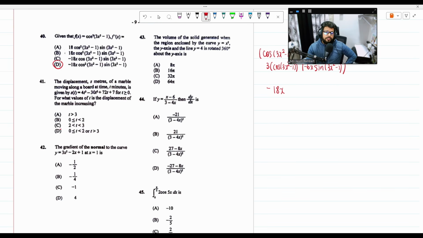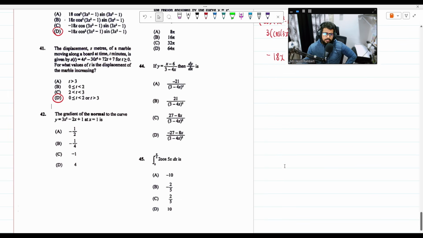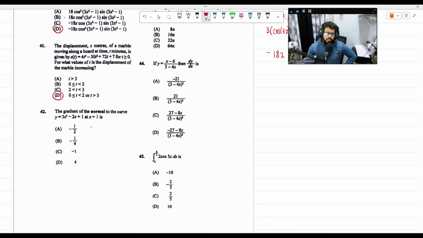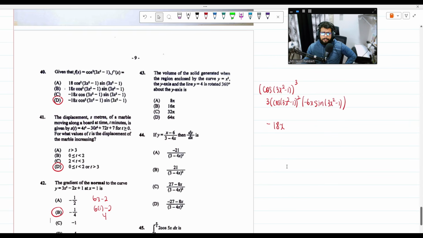So again, look at number 41. They change the way option D looks. It's still correct, they just change the way it looks. The gradient of the normal to the curve, 6x minus 2, 6 into 1 minus 2, which is 4. That's the gradient of the tangent. The gradient of the normal is minus a quarter. This would have been 8 pi for it to be the answer.